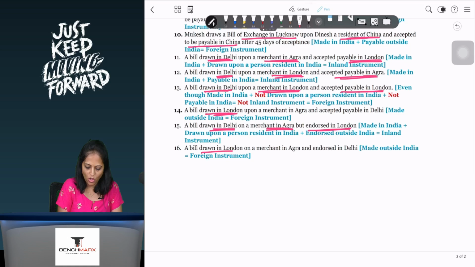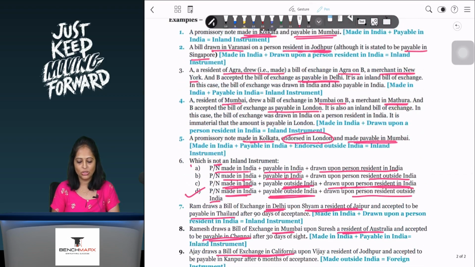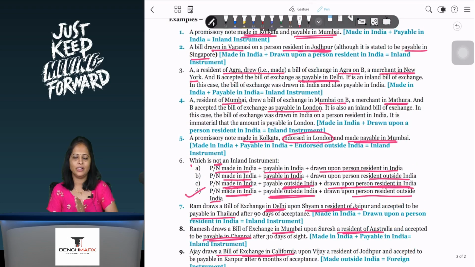A bill drawn in London. The fact that it is drawn in London, I will not even read the question further. It will be called a foreign instrument. So, this is how you will understand whether it's an inland instrument or a foreign instrument. Very high chances of this being asked, considering they're making it very difficult for CA Foundation students to score in law. So it is something that can be asked in your examination.